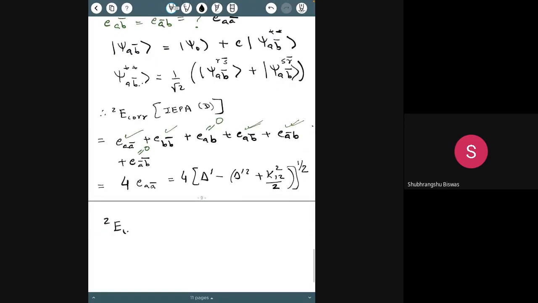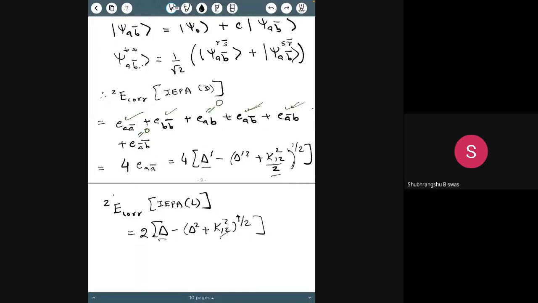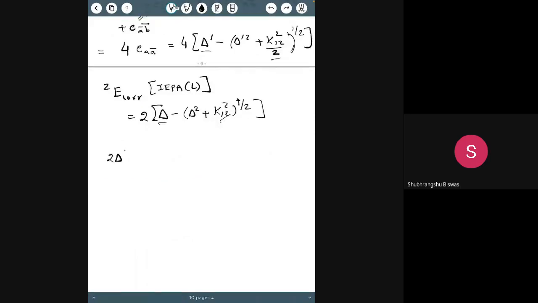And if you remember the correlation energy with the localized orbitals, that is IEPA localized, that is equal to 2 times delta minus (delta squared plus K12 squared) to the power half. Oh, sorry, what did I do here? So there are two differences: delta and delta prime are different, and you have a factor of 2 here and no factor here. So definitely the two correlation energies are very, very different. Now to know exactly how different, we need the expression for delta prime. I will write it here and you can match it when you work it out.